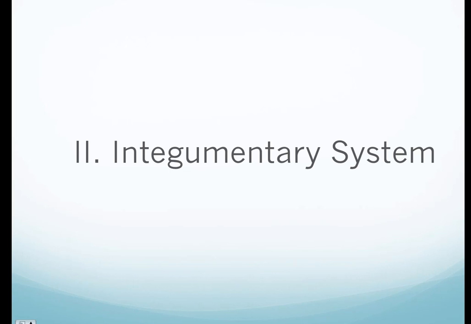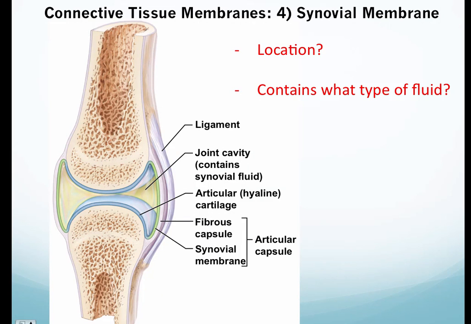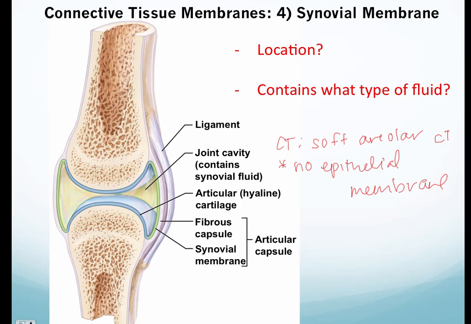All right, so that's it for the membrane. So be able to recognize the different types of membrane, recognize the different types of connective tissue or epithelial tissue that they have. Oh, and also, since I mentioned that, what type of connective tissue does it have? It has soft areolar connective tissue. And do we have an epithelial membrane? No, remember this is the only one that does not have an epithelial membrane. So no epithelial membrane. Great.